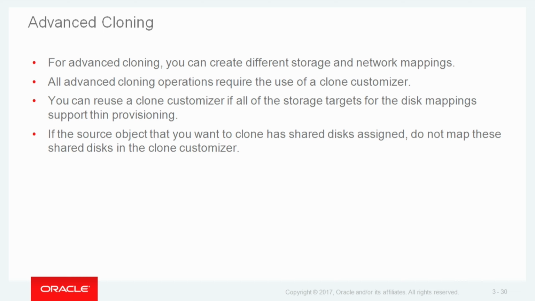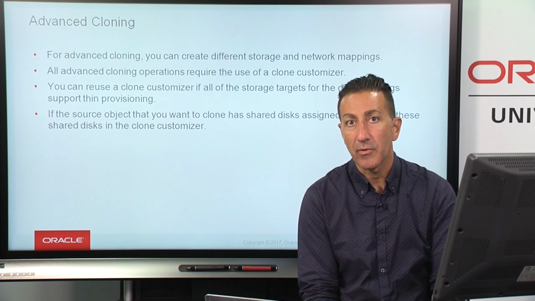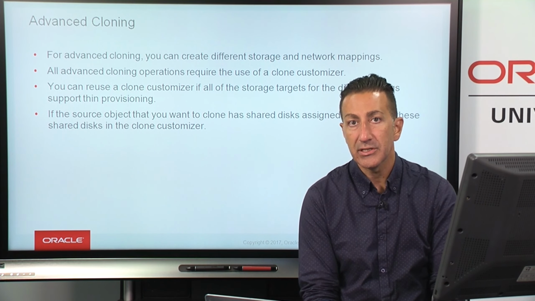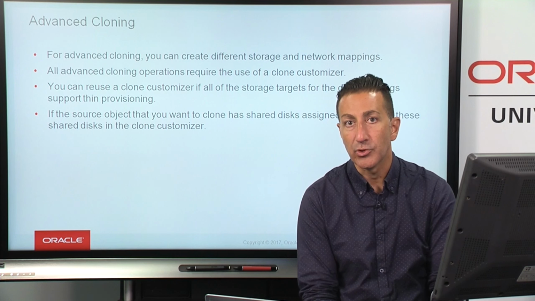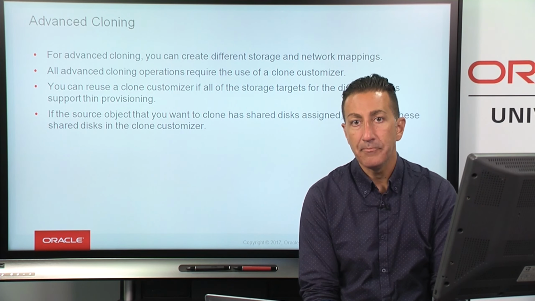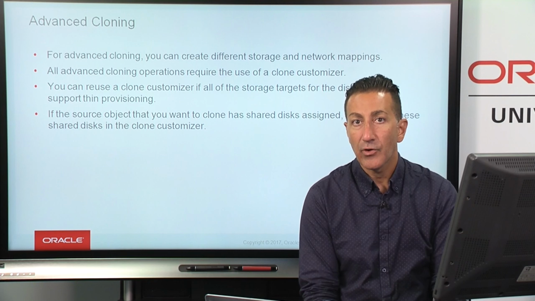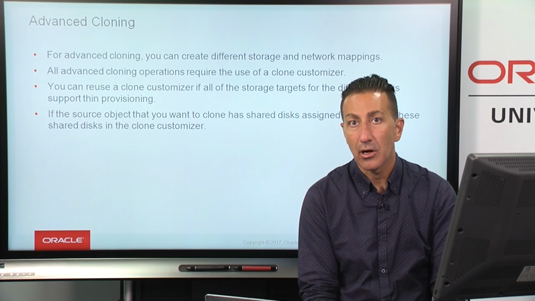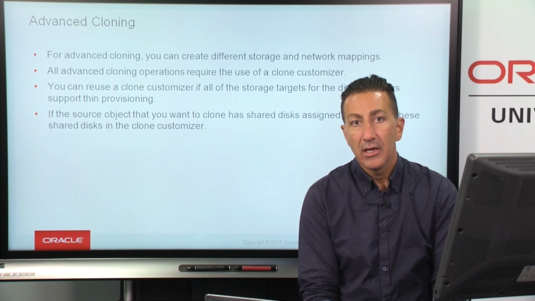For the storage, it's exactly the same. As you know, you have a virtual disk. With simple cloning, you use the same repository, but if you want to use different mappings, for example different repositories that are accessible by the VM servers on which you want to run the virtual machine you are cloning, you have the option to choose different ones. Also, you have the option to add additional LUNs or to map different LUNs that you have in other Fibre Channel or iSCSI storage components. All advanced cloning operations require the use of this clone customizer.